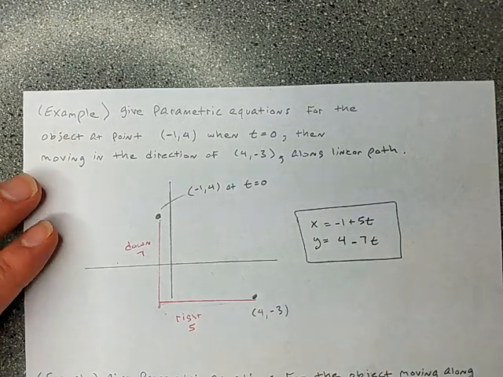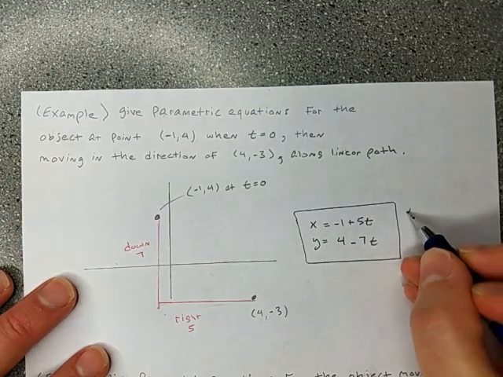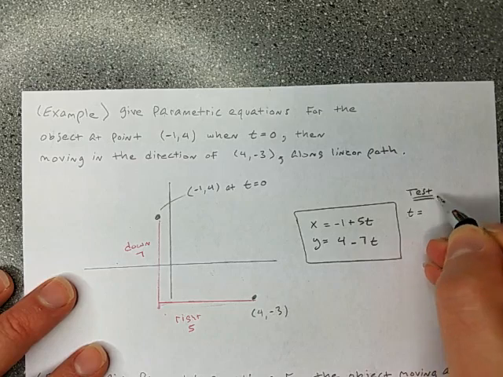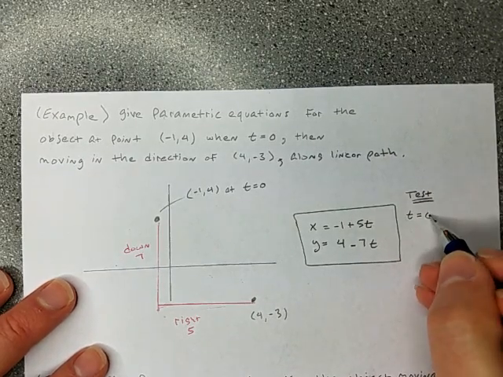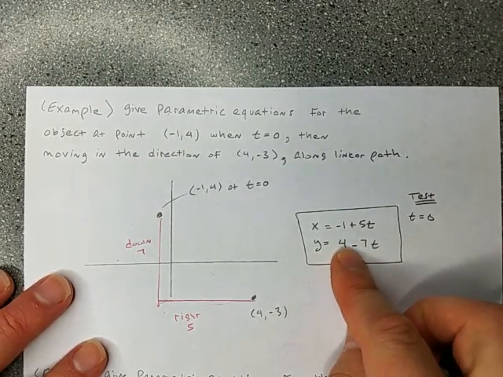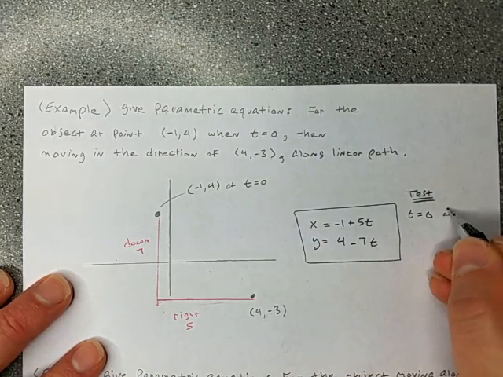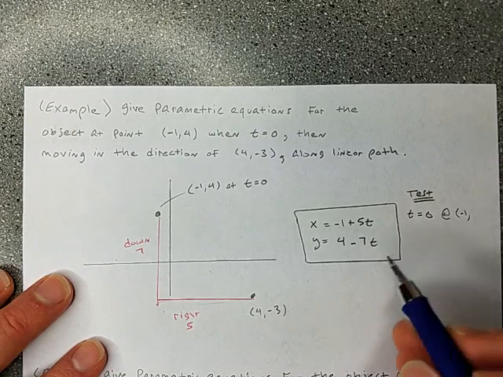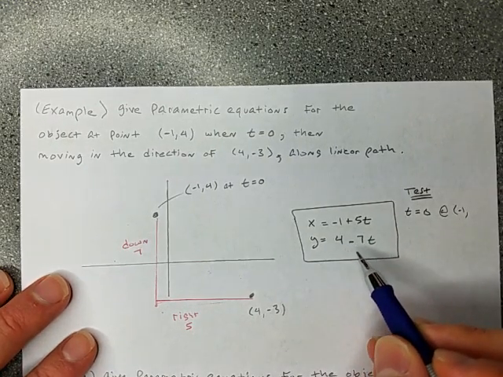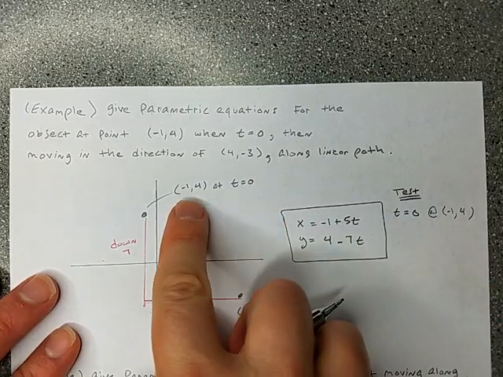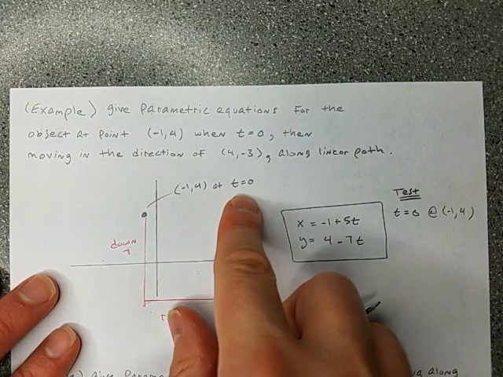So try it. Where are you? Say we're going to test this out. We're going to make sure this is right. Where are you when t is equal to 0, according to these equations? Well, your x-coordinate is -1 plus 5 times 0. That's -1. And your y-coordinate is 4 minus 7 times 0. That's 4. So that part checks out, because we wanted to start at (-1, 4) when t was 0.